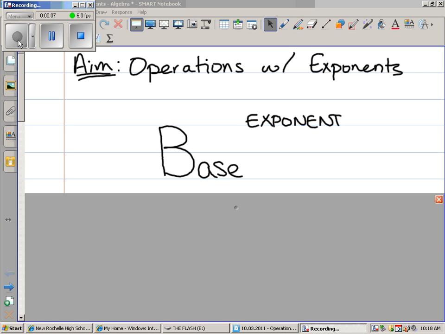So, guys, we're talking about operations with exponents. We're talking about exponents today. Do you know what the number over here is called when you see it? It's called a base. And when you see an exponent, is an exponent really big or really small? It's a small number, and it's typically up over here.